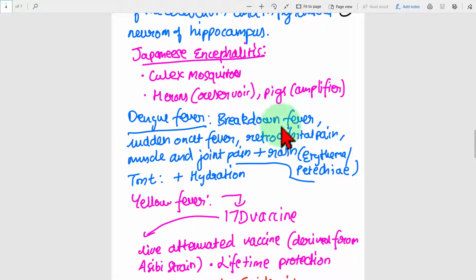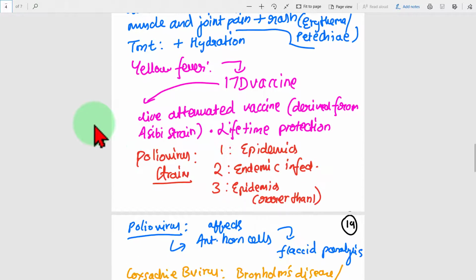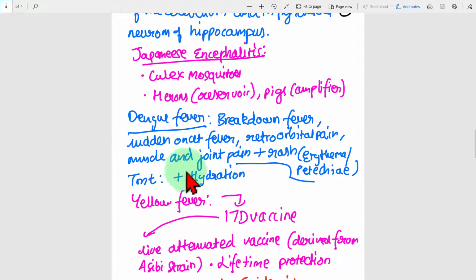Now moving ahead, talking about dengue fever, these are the important clinical features which need to be known for solving problems. It's also known as breakbone fever, and sudden onset of fever is seen, with retroorbital pain, muscle and joint pain, rashes, erythema, petechiae, and there is also shivering at night, that is, fever with chills can also be present. And treatment is along with hydration so that the individual is not dehydrated.